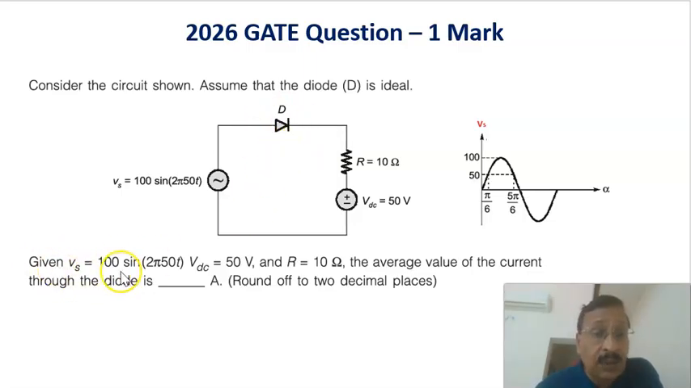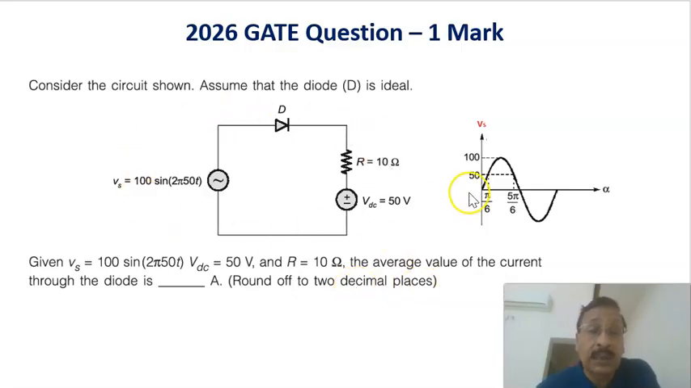Given Vs equal to 100 sine 2 pi into 50 into t, the DC voltage equal to 50 volts, and the resistance equal to 10 ohms. What is the average value of the current flowing through the diode? That is to be expressed in amperes, rounded off to 2 decimal places.